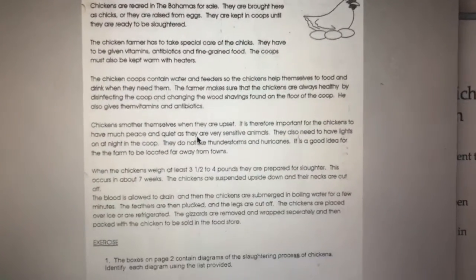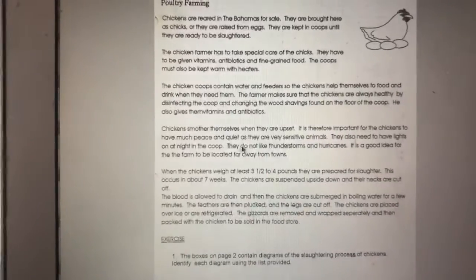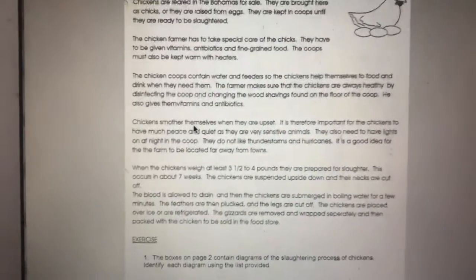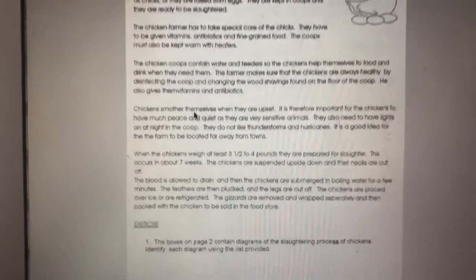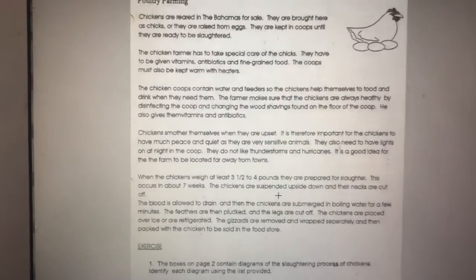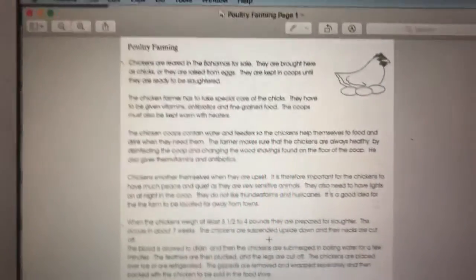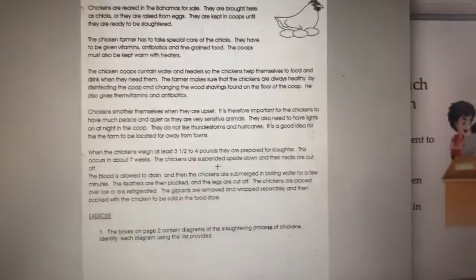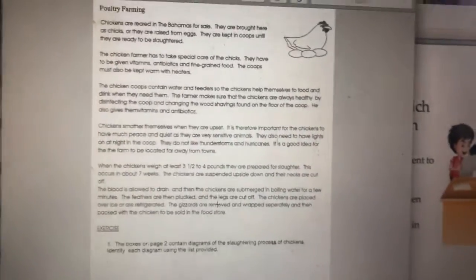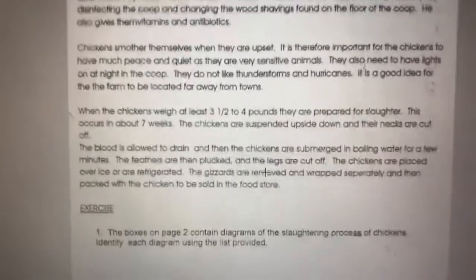So they're very sensitive animals, okay? They might smother themselves. They might kill themselves if they're upset. So you want to keep them happy so that you can use them. And then once they get to a certain weight, they will then be able to slaughter the animal, okay? And this goes through in quite gruesome detail, okay? So be careful when you're reading through this. It goes through it, and what you're going to do is complete the exercises.